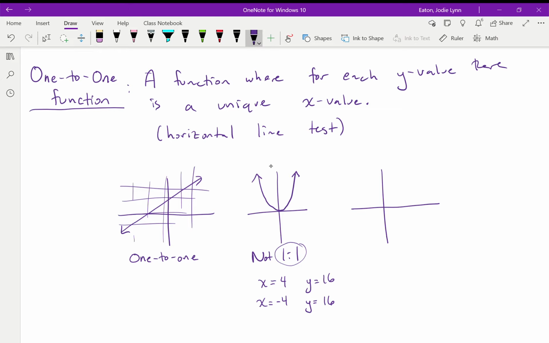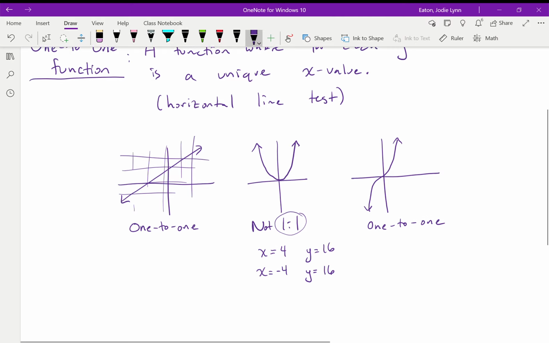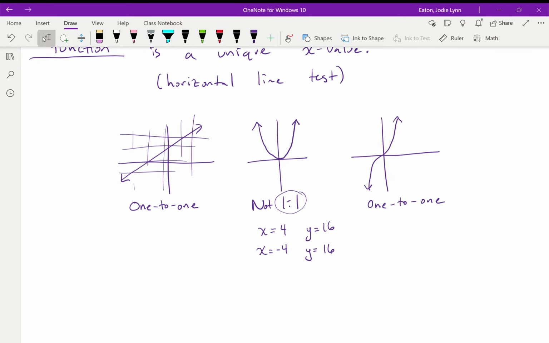And if we have, say, y equals x cubed, this function is one-to-one. So if you had x equals 3 and x equals negative 3, you would get positive or negative 27. So there would be different numbers for both of these.